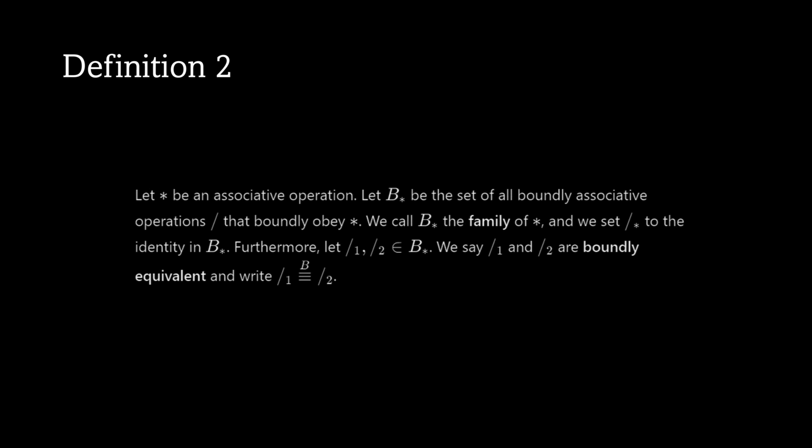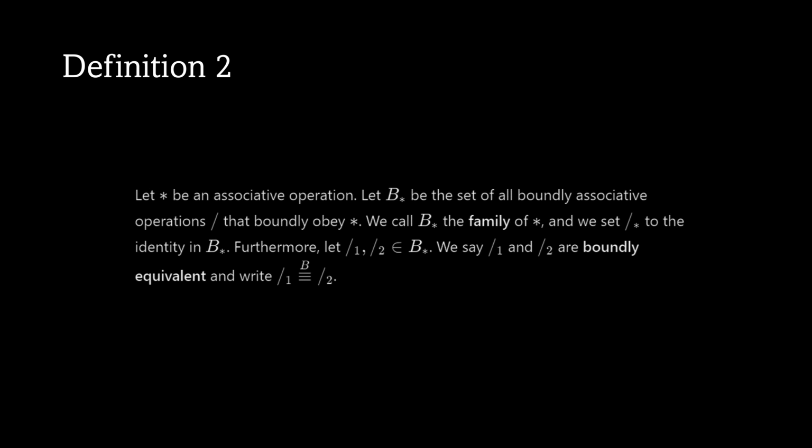So for every associative operation, we have a unary operation that's just the identity function, so it doesn't change the input in any way, so this would just be the same as the original star operation. And so that's why we're giving it the name slash sub star. Furthermore, let slash sub 1 and slash sub 2 be some arbitrary elements from B sub star. So we're picking two of these unary operations from the family of star.